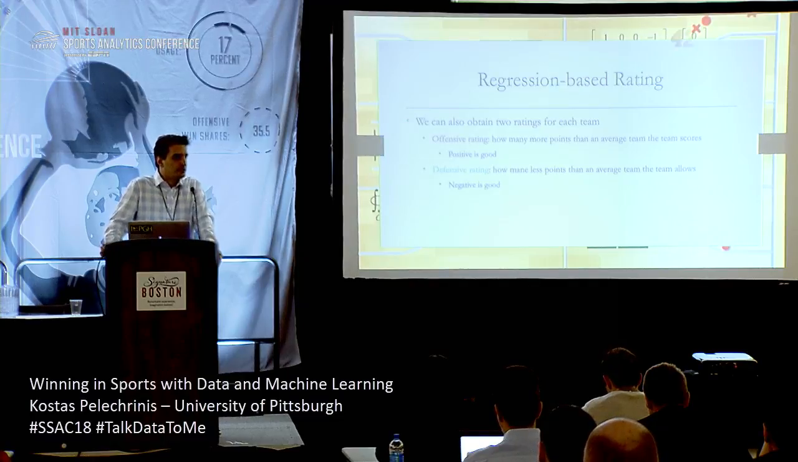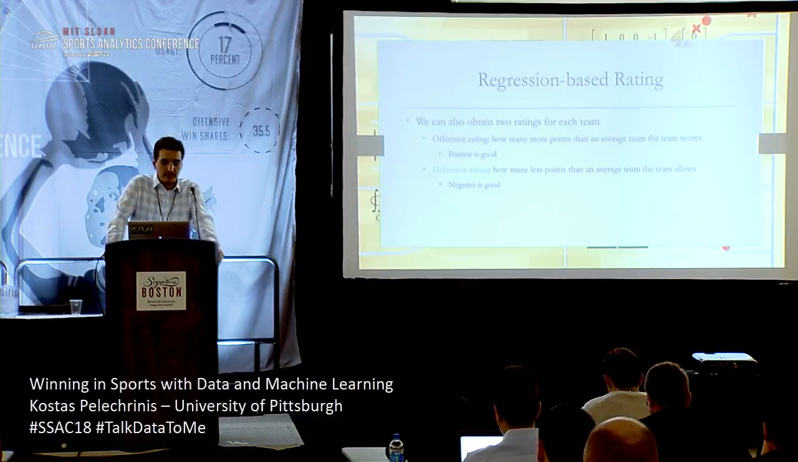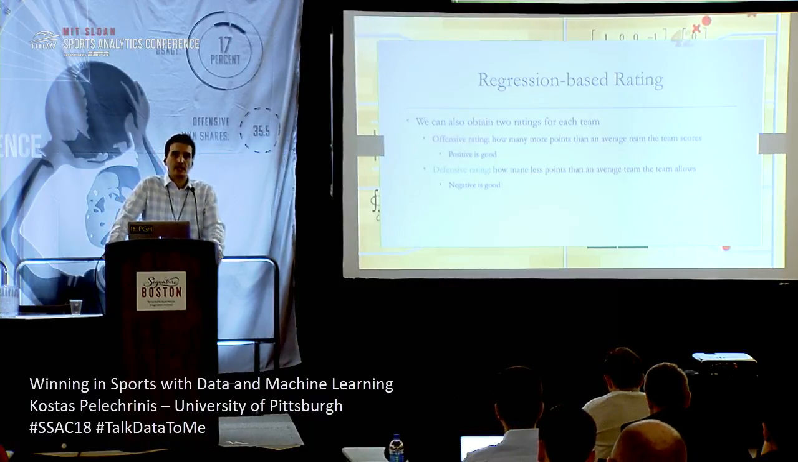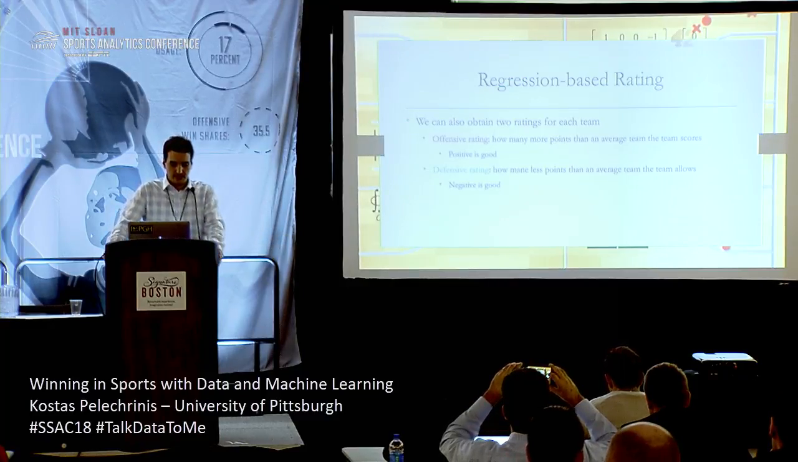Now, what we did with this type of regression is that we found one single number to describe every team, right? So we had one coefficient for every team. But what you can do is a little more detailed analysis, and you can actually have two coefficients for every team. So you can rate the offense and the defense of the team.